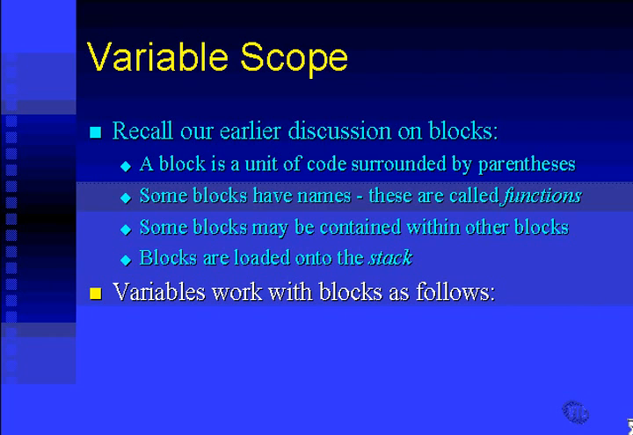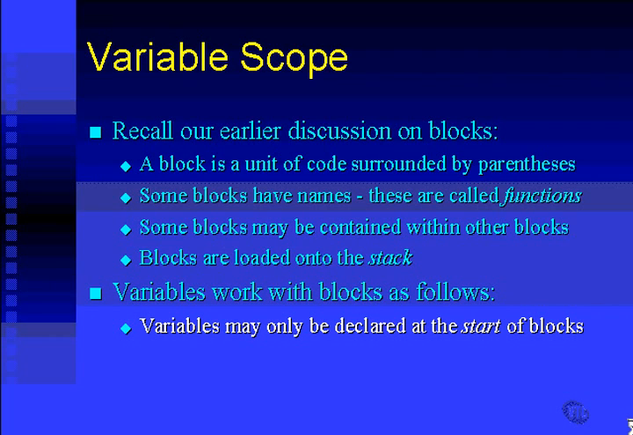So, now that we know what blocks are, or we remember what blocks are, how do variables work in conjunction with blocks? Well, firstly, variables may only be declared at the start of blocks. You can't have a line of code that says, say, y equals 7, and then declare a variable called x immediately after that. You can only declare a variable at the beginning of a block.